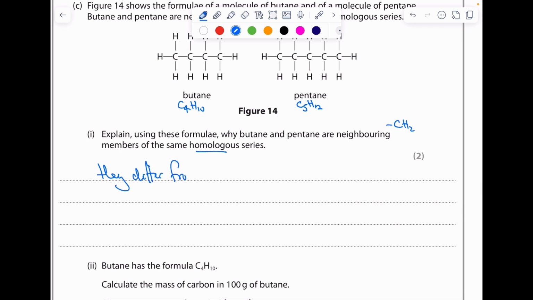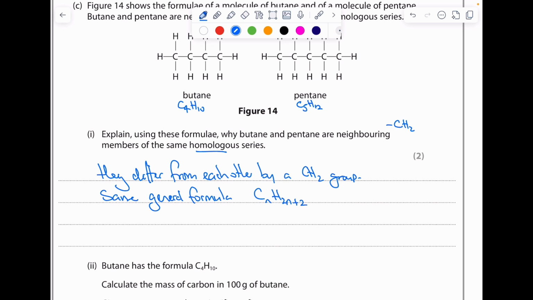So the first thing we can say here is they differ from each other by a CH2 group. There's the first point. Second point is that they have, because we've got to base it just on what we see in front of us, they have the same general formula. We don't have to tell them that, but we can show off because we know these two are alkanes, and the general formula for an alkane is CnH2n+2.